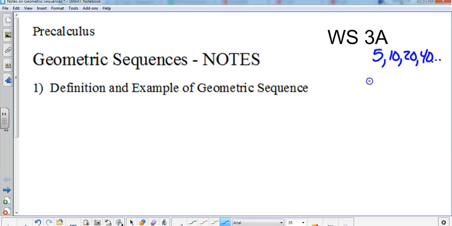Okay, a geometric sequence could look like this. A geometric sequence could look like this.